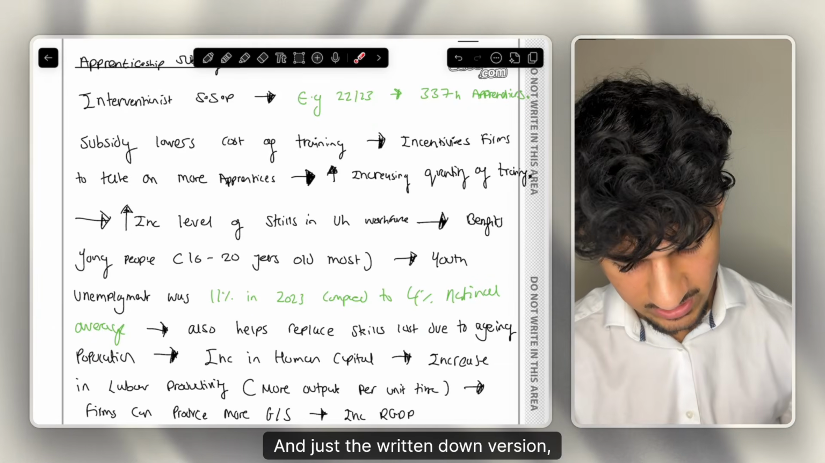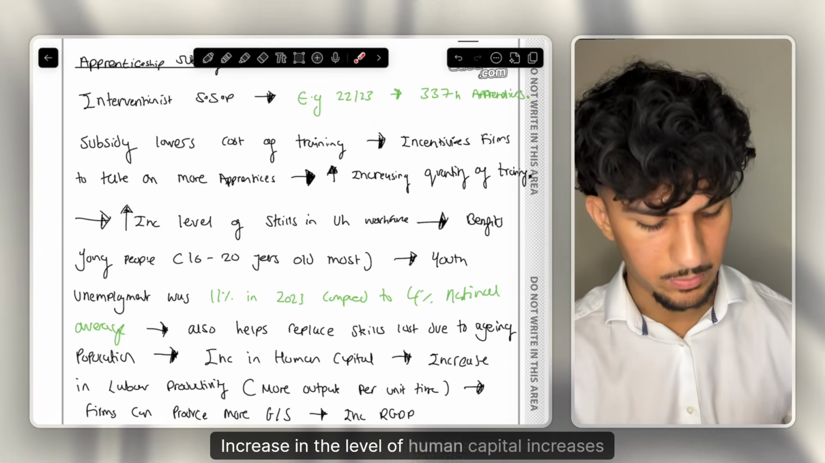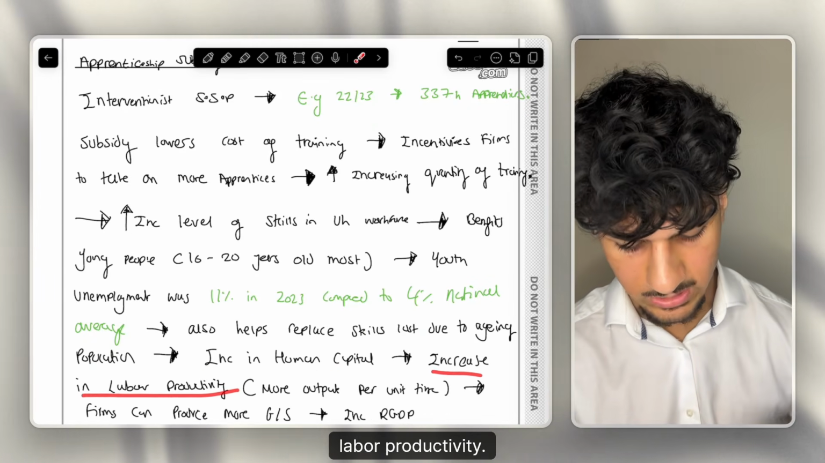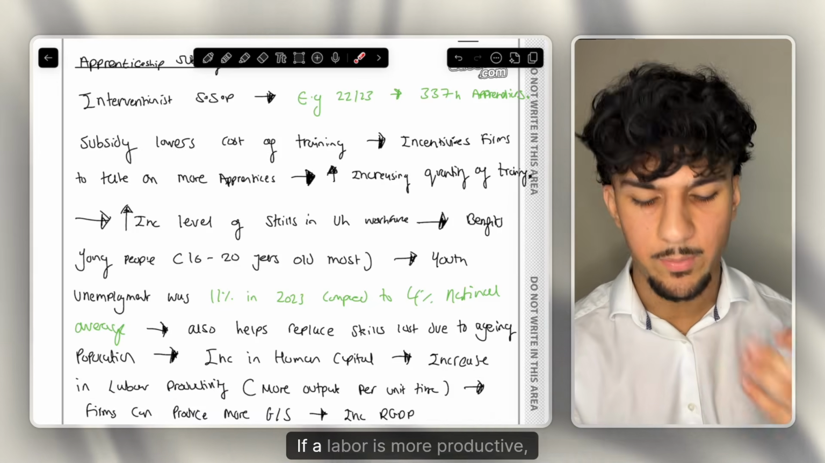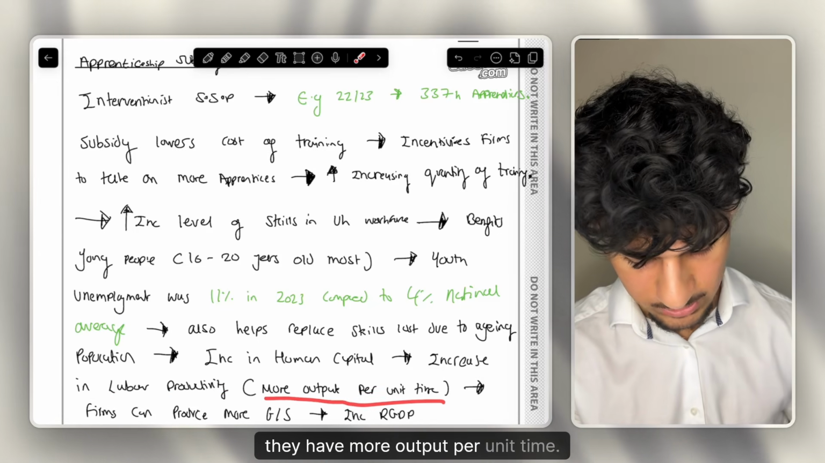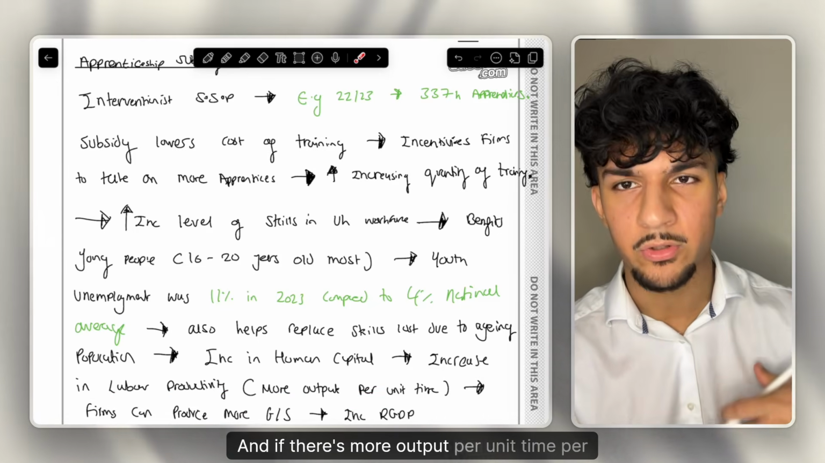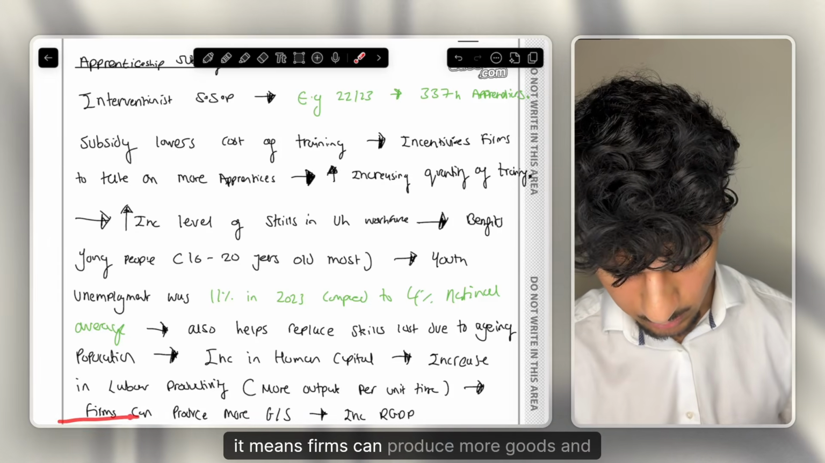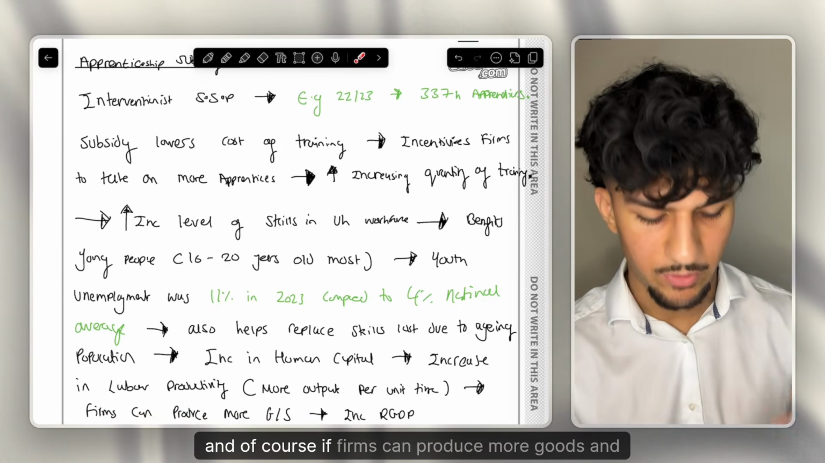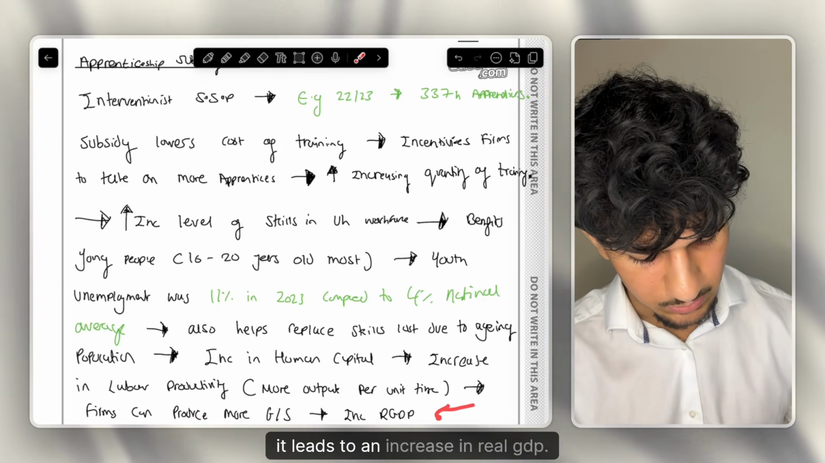And just the written down version: increase in the level of human capital increases labour productivity. And what does labour productivity mean? If labour is more productive, they have more output per unit time. And if there's more output per unit time per worker, it means firms can produce more goods and services. And of course, if firms can produce more goods and services, it leads to an increase in real GDP.